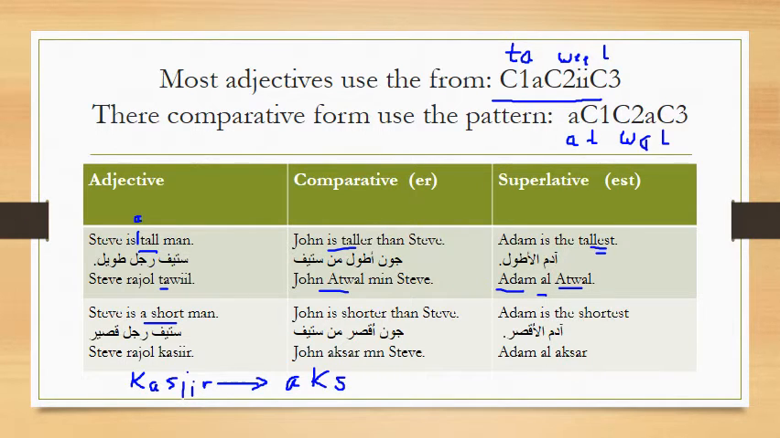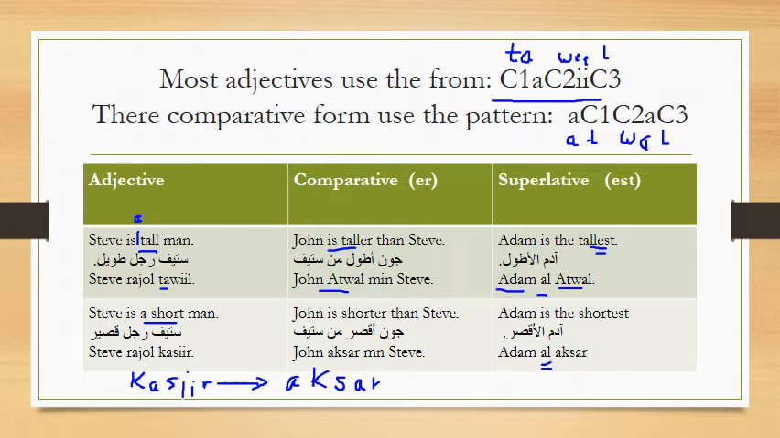Then we put after it A. Then we put after it what? So it becomes أكثر. So John أكثر من Steve. Adam is the shortest. Adam الأكثر. So we have to add L here, okay?